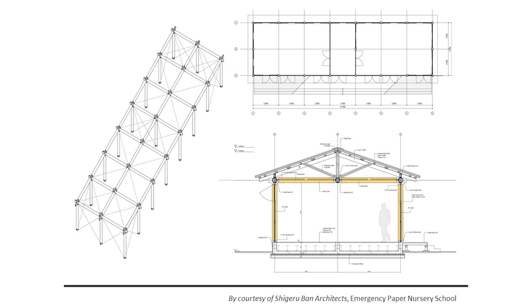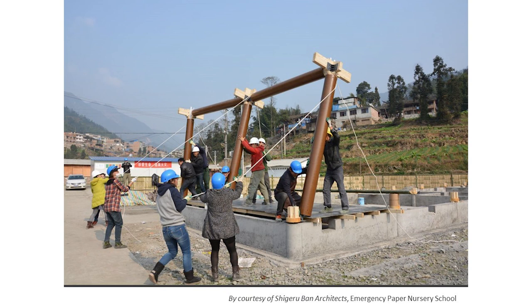The paper tubes were connected with timber joints. You can see here a lot of bracing because it was a potentially dangerous place because of the earthquake. So the whole structure was embraced and then stiffened. And here you can see the first row: 236 millimeters diameter paper tube, 15 millimeters thickness of the wall, timber joints, and then one row after another.